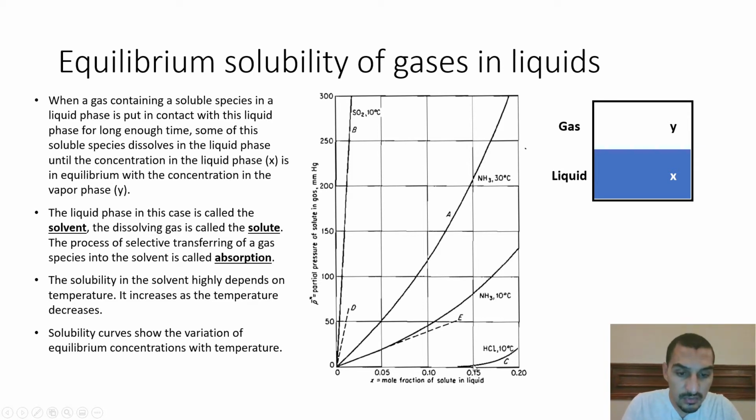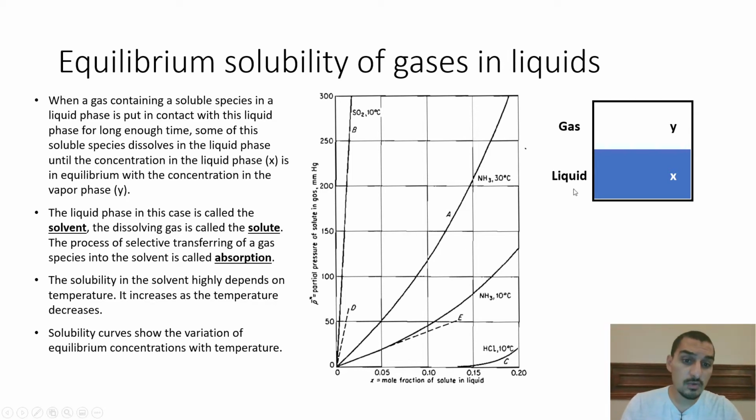For instance, here for HCl, the 0.15 mole fraction of HCl is in equilibrium with less than 10 millimeters of mercury of HCl, while the same mole fraction is in equilibrium with almost 80 in the case of ammonia, and the SO2 is far away from this curve. So HCl is highly soluble in water, ammonia is less soluble, and SO2 is very sparingly soluble in water. This is one thing we can learn from this curve.